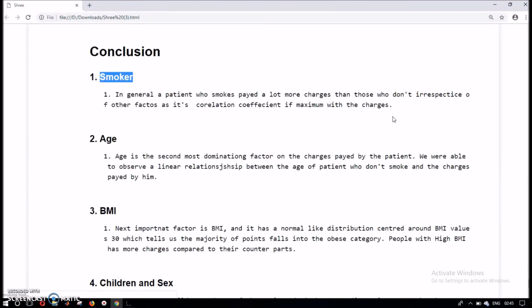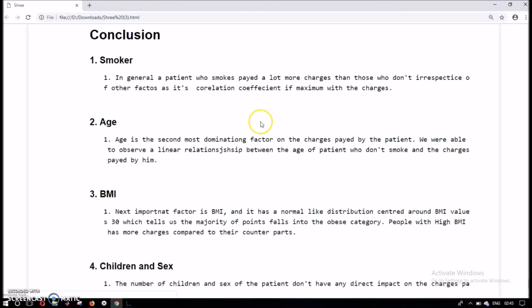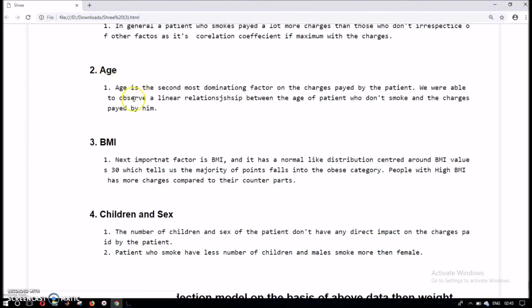Okay, so let's conclude our analysis of different attributes in terms of charges and how they affect the charges paid by the patients. First one in the list is smoker, as it was the most correlated attribute. In general, a patient who smokes pays a lot more in charges than those who don't, irrespective of other factors, as its correlation coefficient is maximum with the charges. Second attribute is age. Age is the next most dominating factor on the charges paid by the patient. We were able to observe a linear relationship between the age of patients who don't smoke and the charges paid by them.